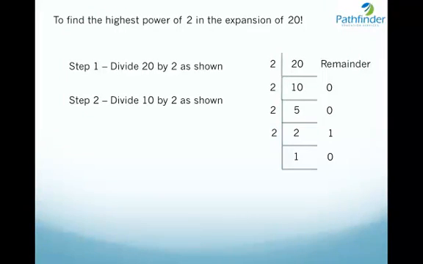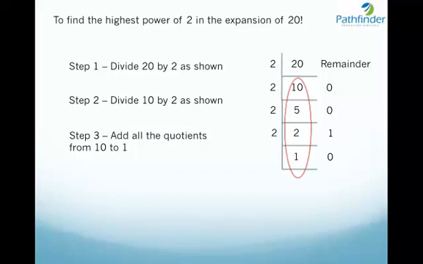The next step that we are required to take is add all the quotients from 10 to 1. So all the quotients that are there below your original number 20, just add them up. So we add 10 plus 5 plus 2 plus 1 and that gives us an answer 18. So this is just a simple application of the previous formula.